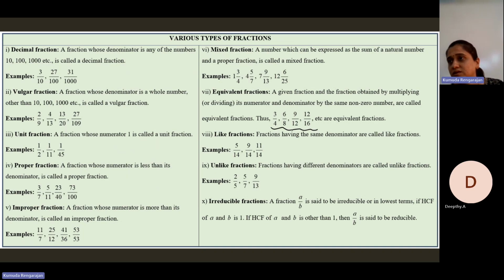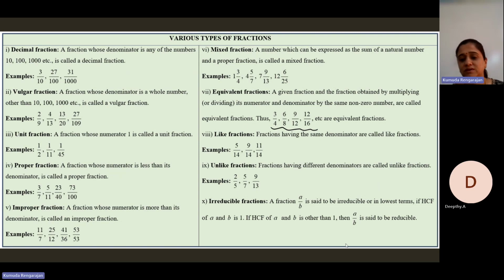Like fractions: fractions with the same denominator. You have many fractions and they all have the same denominator, then they are like fractions. You have many fractions with different denominators, they are unlike fractions.